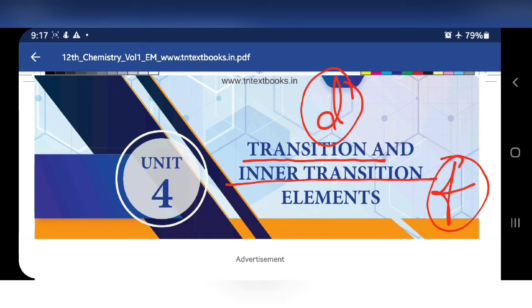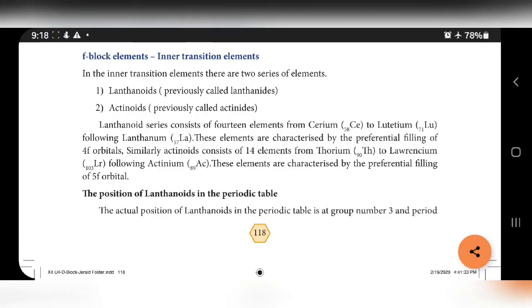Totally 2 parts are there in this lesson. One is D block, another one is F block. First we are going to learn F block. That is very easy. So let's start with F block elements, that is inner transition elements. For that, please take page number 118. F block elements are called inner transition elements.